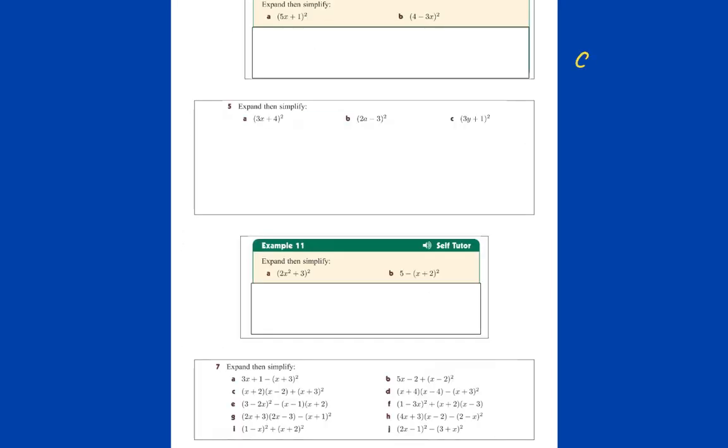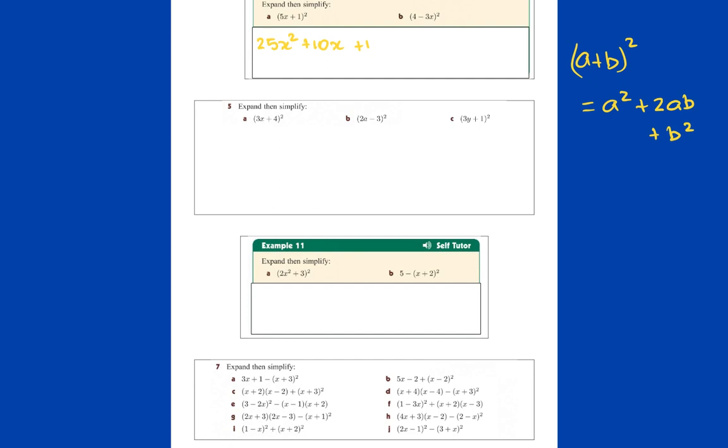Okay, these ones are just a little bit more complicated. (a plus b) all squared equals a squared plus 2ab plus b squared. Okay, let's look at the first one. So in the first one, a is 5x. So a squared will be 25x squared. b is 1, so b squared will be 1. Now the 2ab will be 2 times 5x times 1, which is 10x.